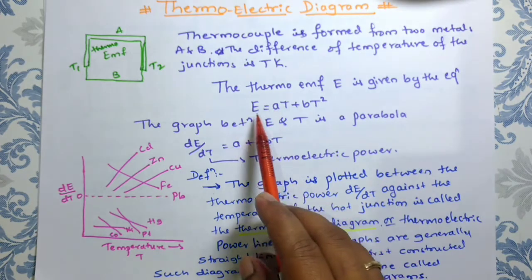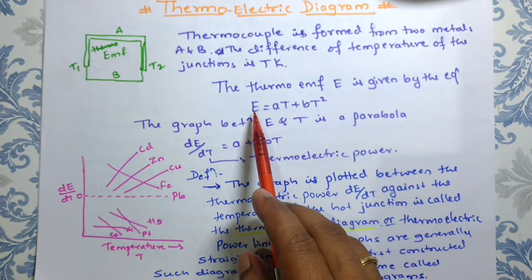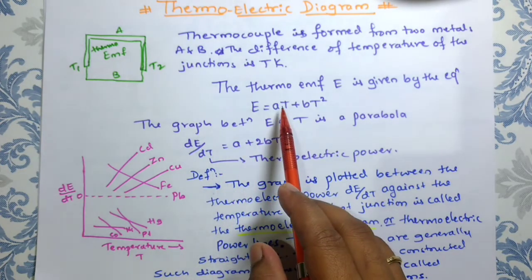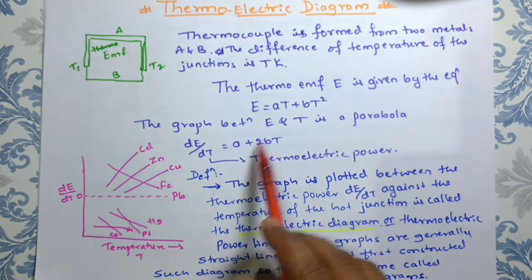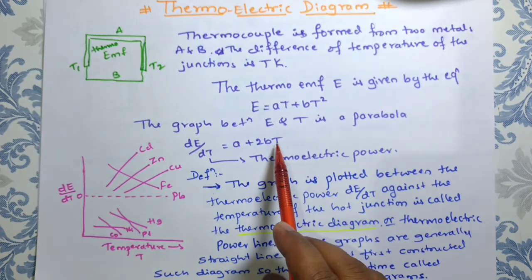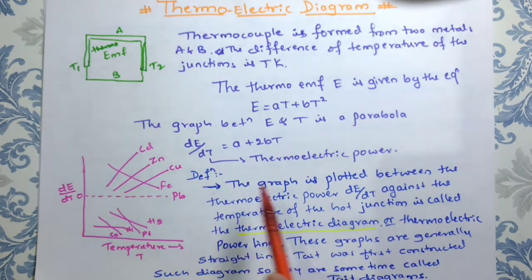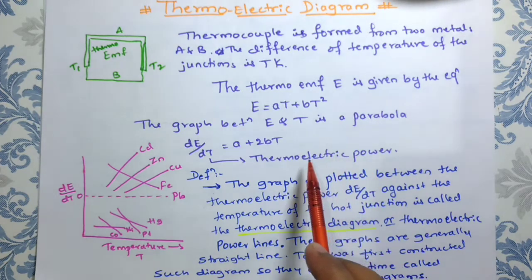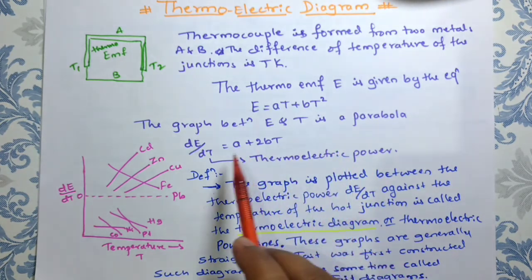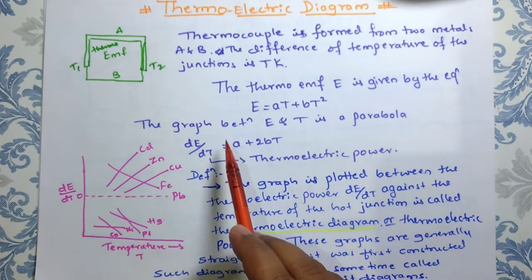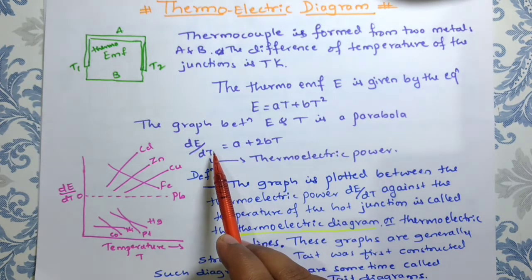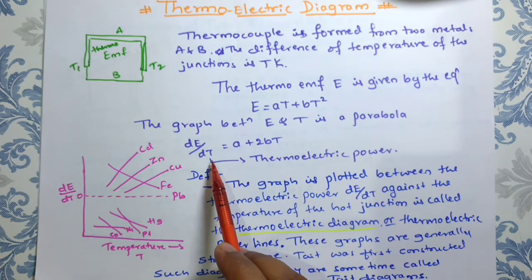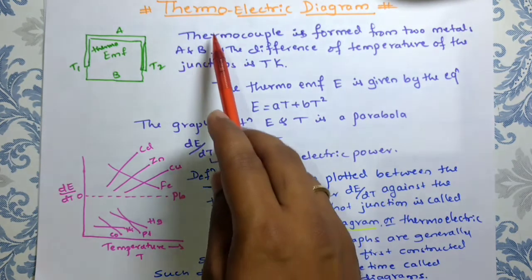Now I am going to differentiate this equation with respect to temperature. So dE/dT is equal to A + 2BT, and dE/dT is nothing but the thermoelectric power. That means the thermoelectric power is the rate of change of thermoelectric EMF with the temperature. Then, what is this thermoelectric diagram?